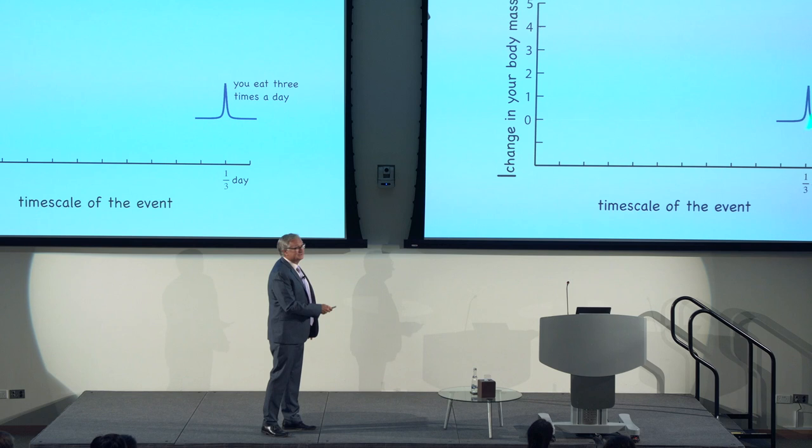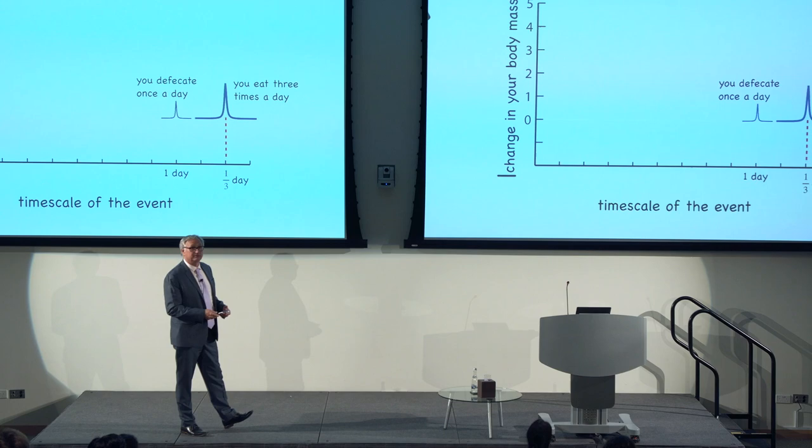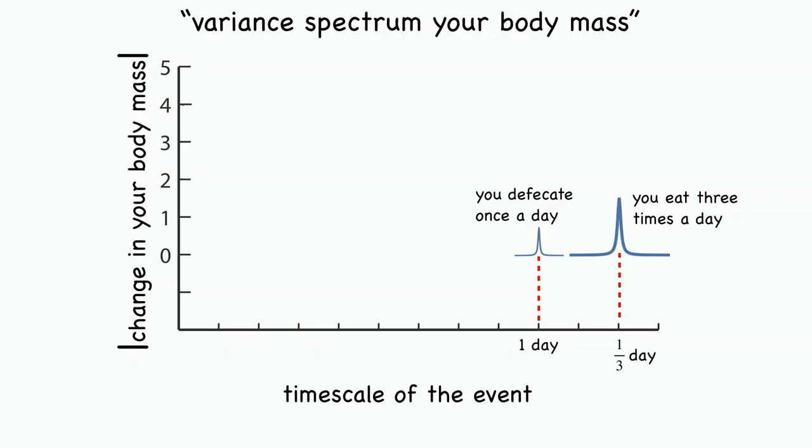And you have a certain change in mass. And other things happen to your body, say on the order of once a day, and your body also changes mass. And maybe you're better than I am, and you go to the gym every other day, and because of sweat and respiration and so forth, you might change your body mass. So there's 3 peaks in this variance spectrum, at 1/3 of a day, 1 day, and 2 days. So let's look at the variance spectrum for CO2 in the atmosphere and ask what's going on there.